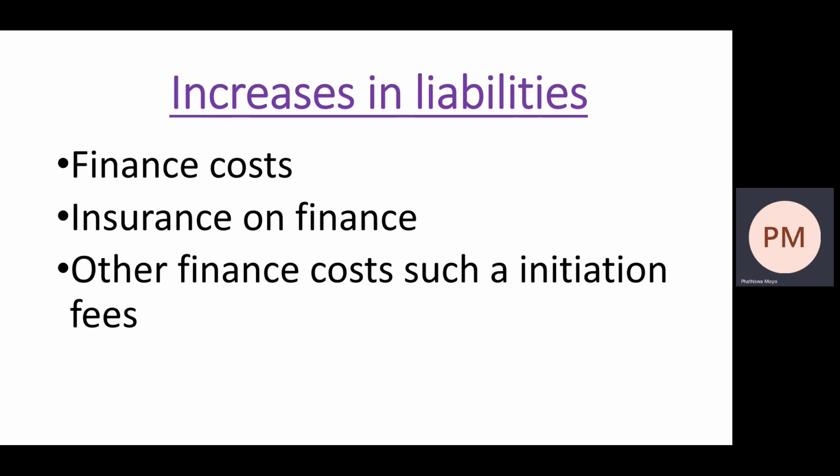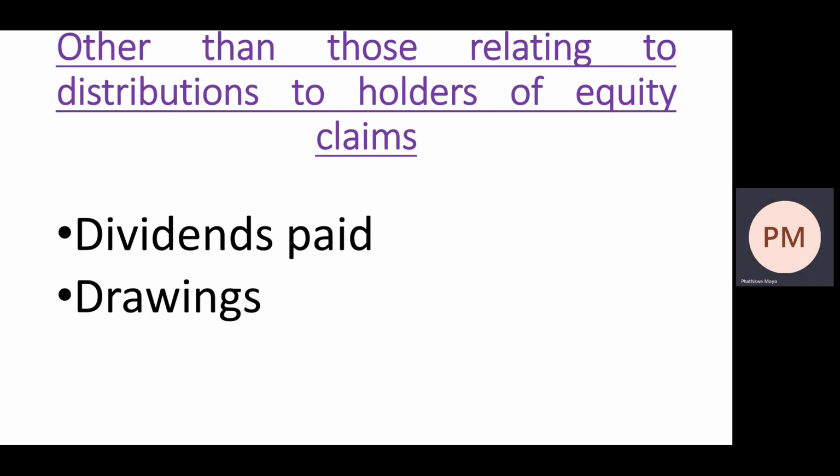So that's why they're saying expenses is either the assets have decreased, or the liabilities have increased. It can be one of the two happening and then resulting in an expense being created, and then it says other than those relating to distributions to holders of equity claims. So that speaks to dividends paid by the business to its owners. We will not record that as an expense. That's distribution of equity. Drawings taken by owners, we will not record that as expenses. That's part of equity.